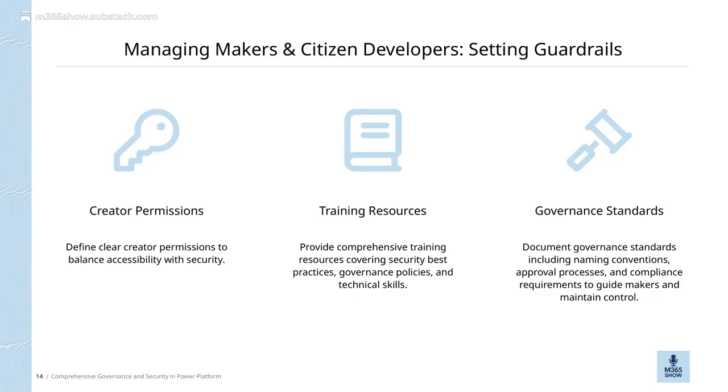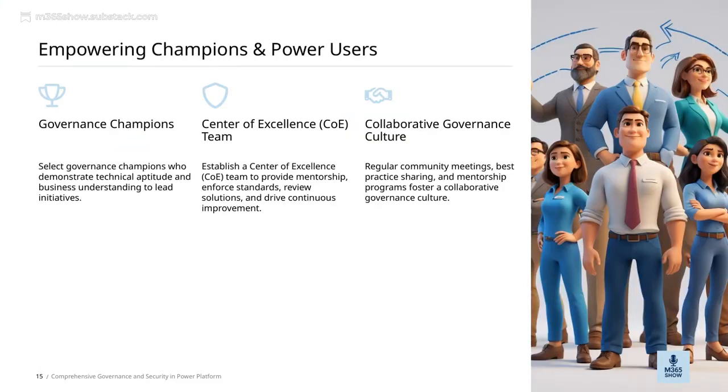Finally, defining clear creator permissions is key. We need to strike the right balance, making sure access is accessible enough for productivity, but secure enough to prevent unintended issues. Setting these permissions thoughtfully helps us manage who can create and modify resources, ensuring security without hindering innovation. Together, these guardrails help us manage our Power Platform environment responsibly, while empowering our makers and citizen developers to do their best work.